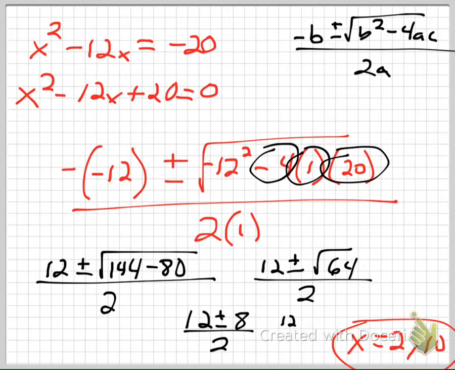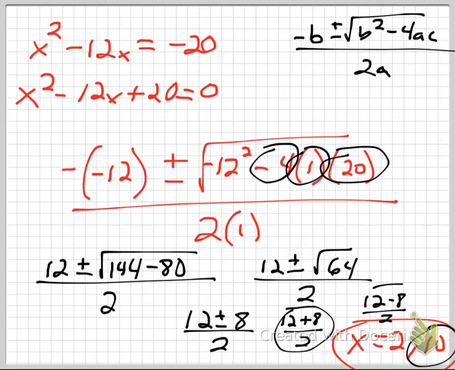So anyway, here's our deal here. We're going to go 12 plus 8 over 2 and 12 minus 8 over 2. What is 12 plus 8 over 2? What is 12 plus 8? 20. 20 divided by 2. 12 minus 8. 4. 4 over 2. You see it? All you do is plug it in. You just plug it in.